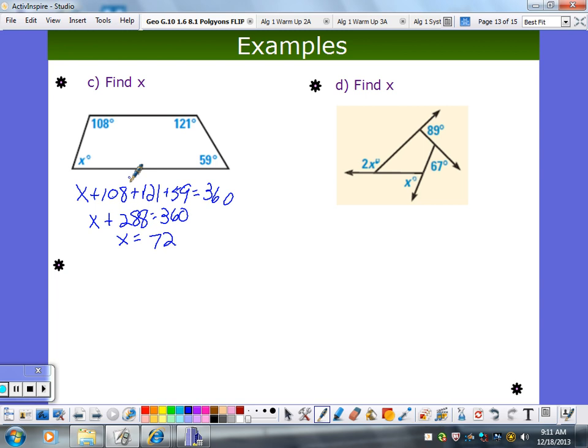What if this was a pentagon? Or what if it was an octagon? Figure out what the sum of the angles is first, and then go ahead and do your adding. Instead of 360, it'll be whatever that sum is. Oh, find x. All right, so what do I know about what they're going to add up to? 360. So go ahead and do it.